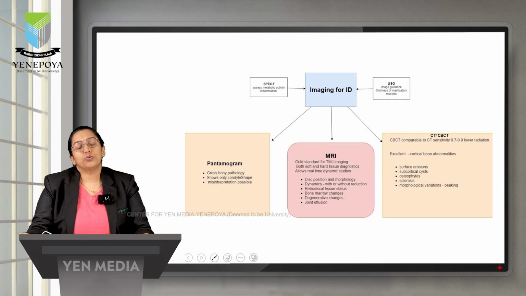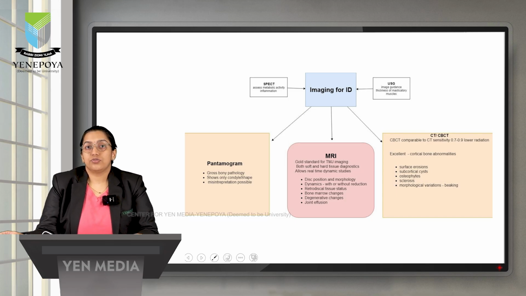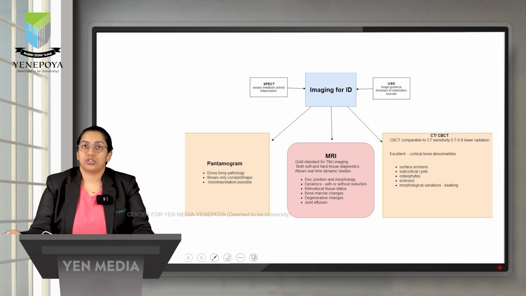Whereas orthopantomogram is 2D imaging and gives us a very vague idea of the bony structures in the joint, and CT or CBCT, in the same way, gives excellent visualization of cortical bone abnormalities. It gives us imaging diagnosis about sclerosis and surface erosions.